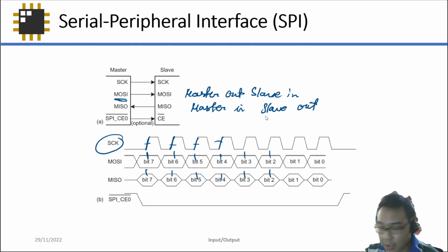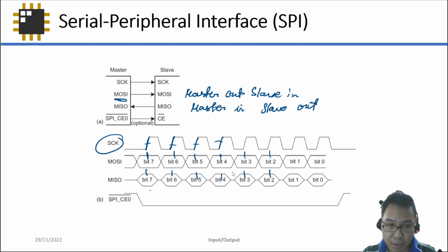Now, there is an optional wire to be used, which is the communication enable. If the communication enable in this case is asserted, that is, it's negative, deasserted, the communication can take place.